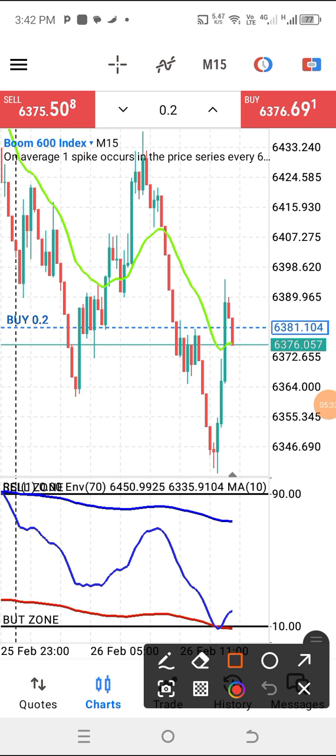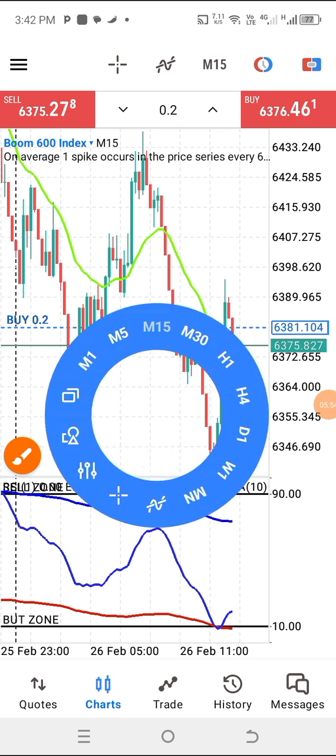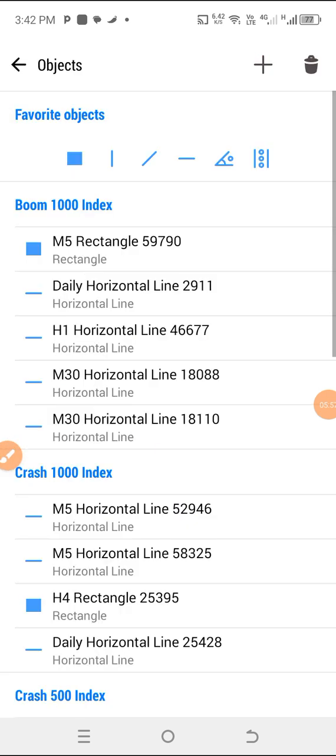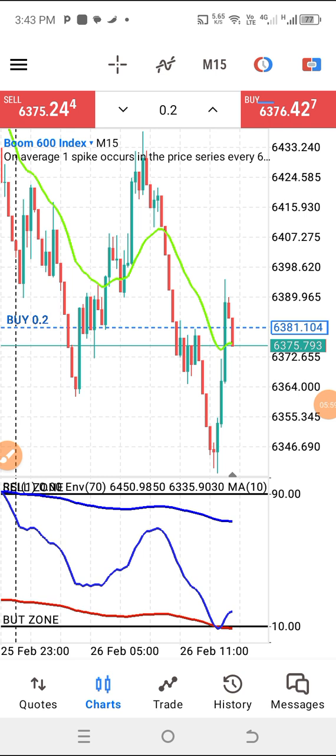So as we wait for the spike to occur, let me place a horizontal line to tell you where I'm expecting price. Immediately price goes beyond that level, I will close the trade. So let me place a horizontal line on the chart, my area. If price should close below this zone, I'll definitely close it.